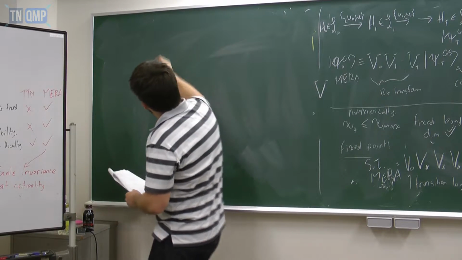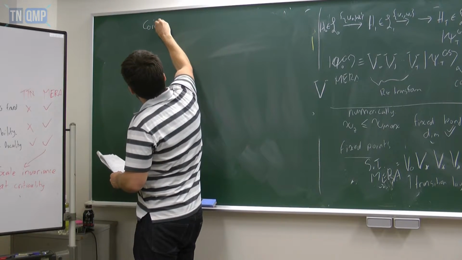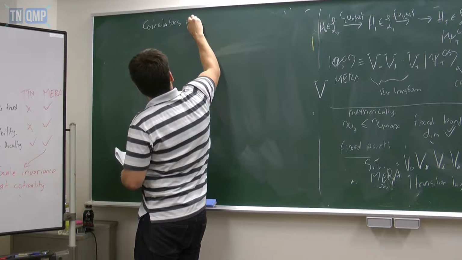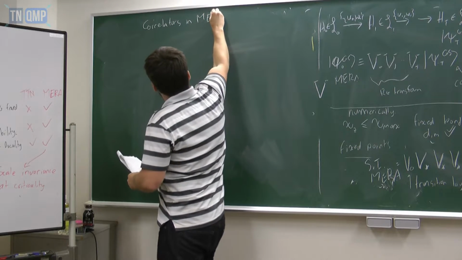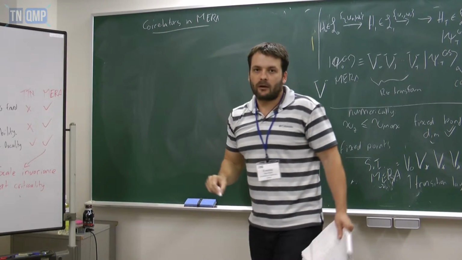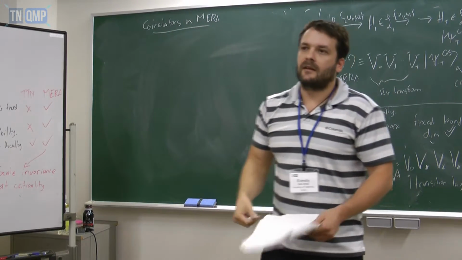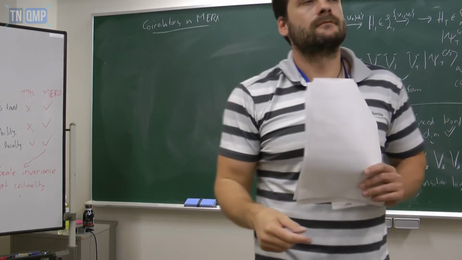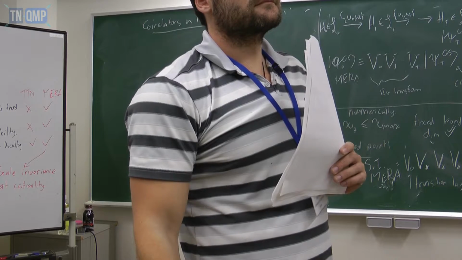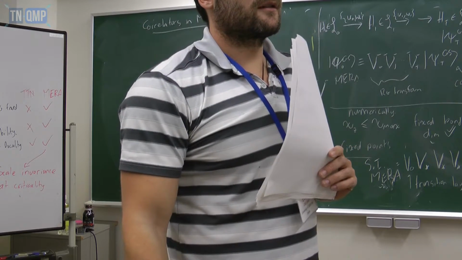Okay. So what is MERA good for? It's really nice to explain what sort of two-point correlation functions MERA has. May I? Yep. So can we implement the 2D MERA for the fermion system? Yes, people have done that.